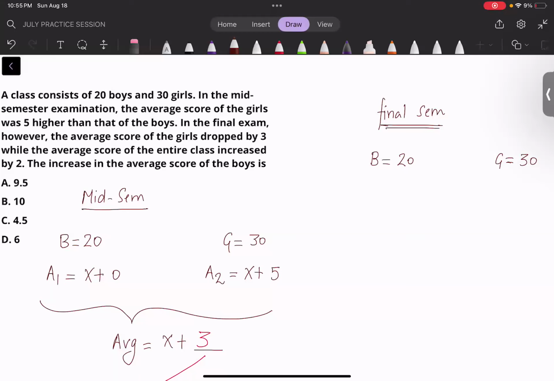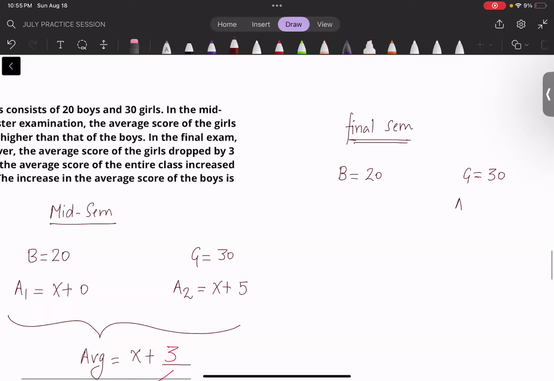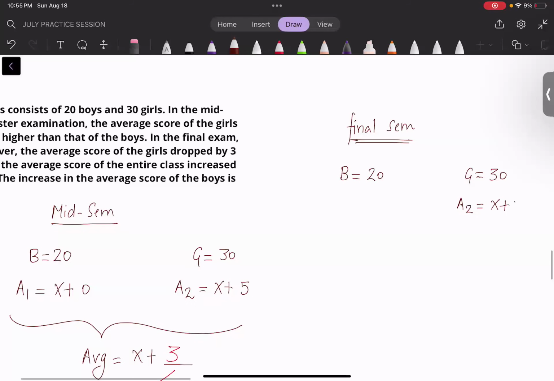Final exam average. X plus 2. You will have to do minus 3. So X plus 2. Now I am writing this, A2 is for the final exam. Please remember that. So now it is X plus 2. How did it come? X plus 5 minus 3. You will get X plus 2. Why minus 3? Because the question says the average dropped by 3.